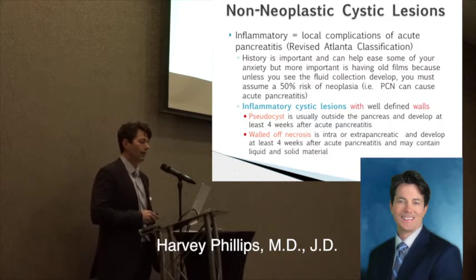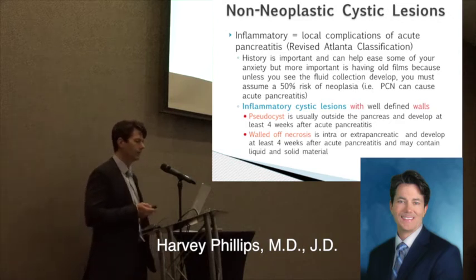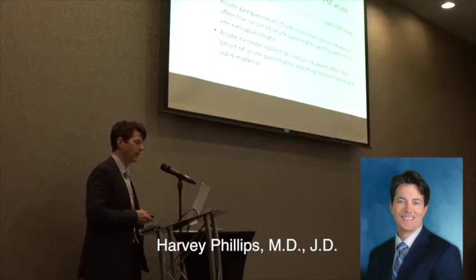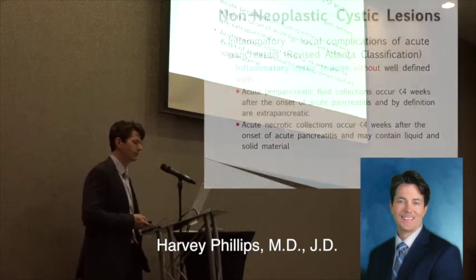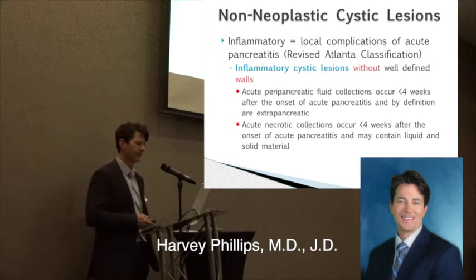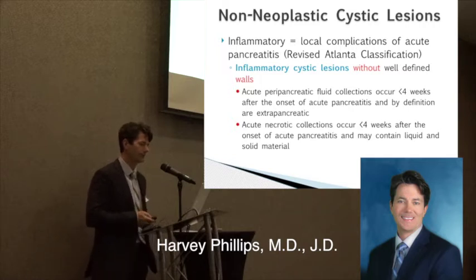All right, so the other ones are inflammatory cystic lesions without well-defined walls. Acute pancreatic fluid collections, again less than 4 weeks, defining these from the previous slide. And then acute necrotic collections that occur in less than 4 weeks after the onset of pancreatitis, which can also have liquid and solid material. You guys know all this, I know, but I'm trying to lay the groundwork here.